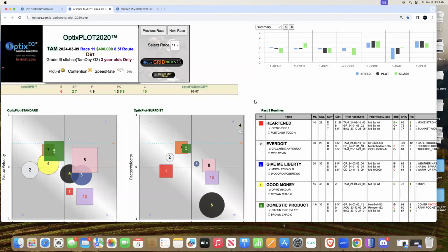We're going to take a look at the Tampa Bay Derby, which is a qualifying race for the Kentucky Derby. You can get some points for this one. It's on Saturday. It's race 11 at Tampa Bay. And we're going to look at the plot here first.